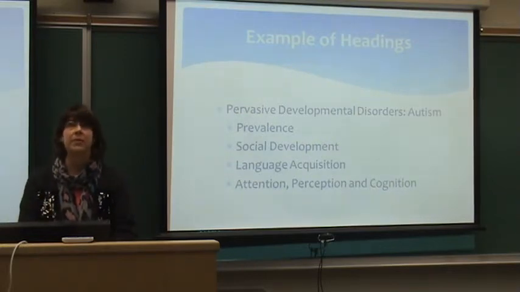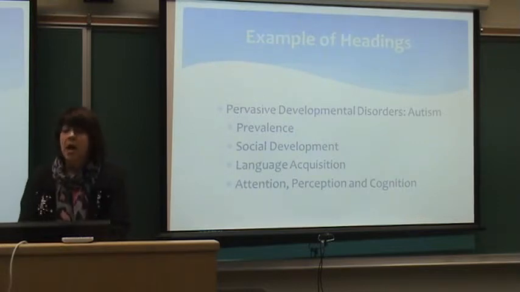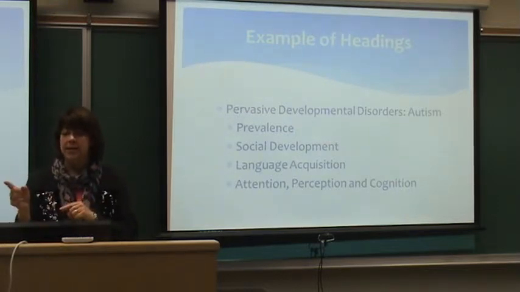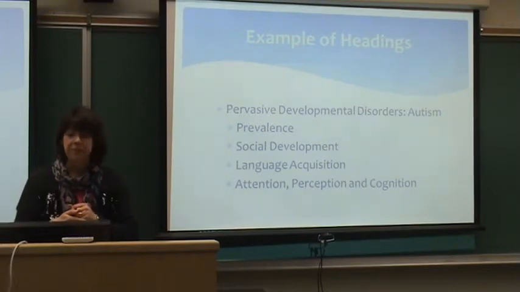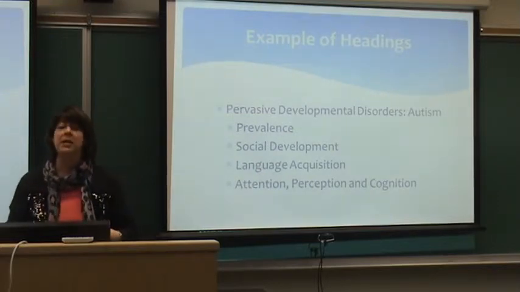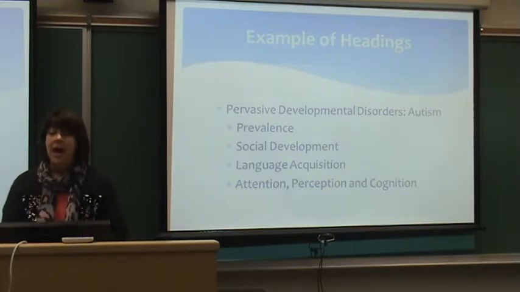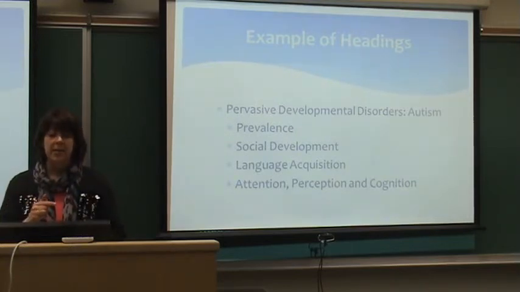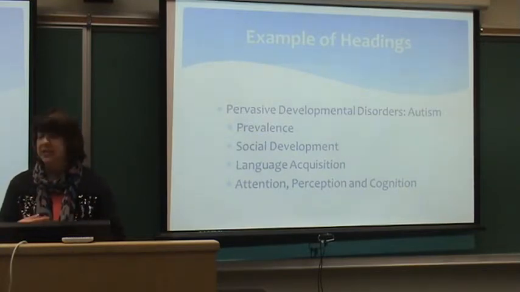I always just start with my simple what. What is it, first of all? Okay? And why is autism part of a pervasive developmental disorder? Prevalence. What is the prevalence of autism? So autism is a disorder, and what that means is how often does it occur? Okay? Social development. How does autism affect social development? Language acquisition, same question. How does autism affect language acquisition, and so on?